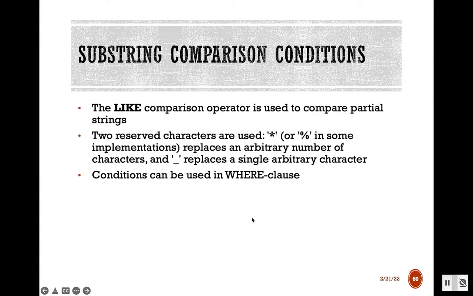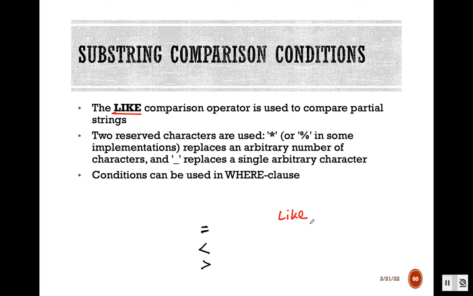Hello everyone, in this segment we are going to see SQL where we are going to do some substring comparison. So far in all the SQL we saw, we have written some conditions. We have conditions using comparison operators, like the equal symbol, greater than, less than. In this segment, we will see one comparison operator which is going to do the substring matching. This comparison operator uses the keyword LIKE.